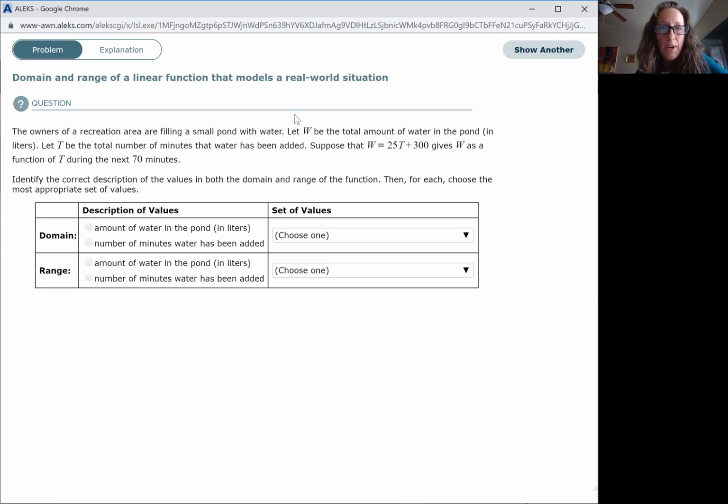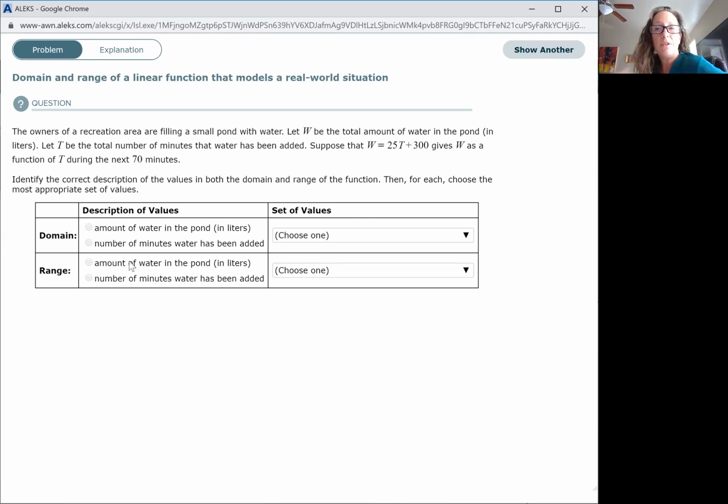Okay, so here's again, I'm going to come here. Here's my equation. That's the first thing I'm going to look at. My input value is T. So that is the domain. So I come over, what does T stand for? Come up here, find my T. Total number of minutes. Okay, so here I'm going to put domain as a number of minutes. So I know my range is the amount of water in the pond.